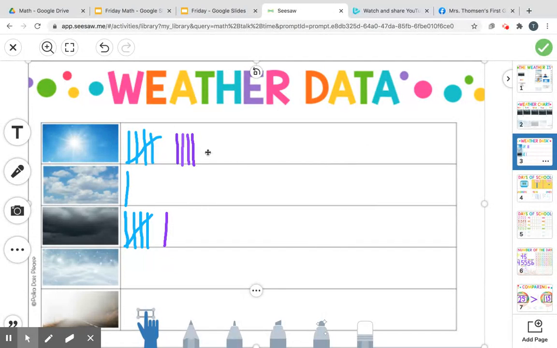So, right now, sunny's winning for the month of October. Rainy's almost caught up to it, but it won't quite catch it, because tomorrow's the last day of October. So, it didn't quite catch it. We'll see what November does.